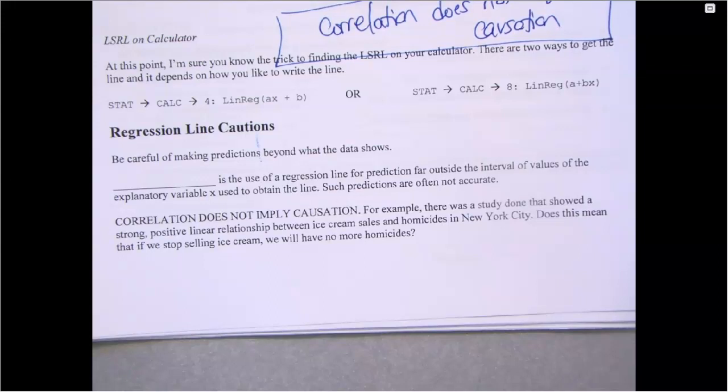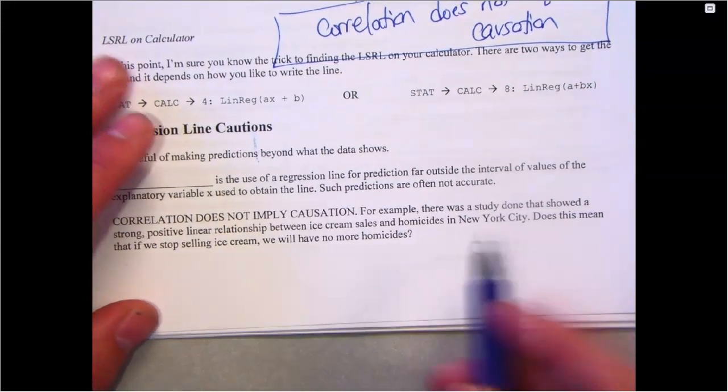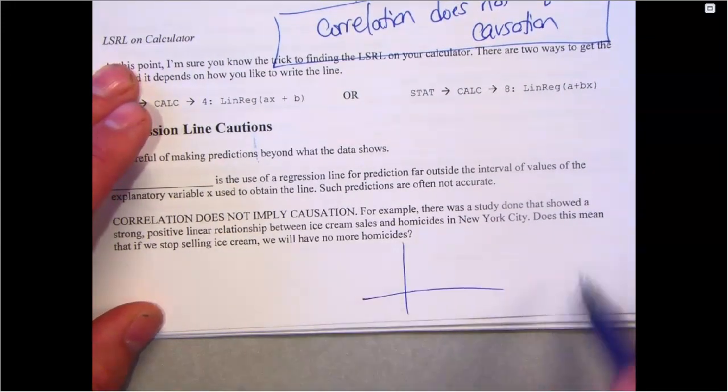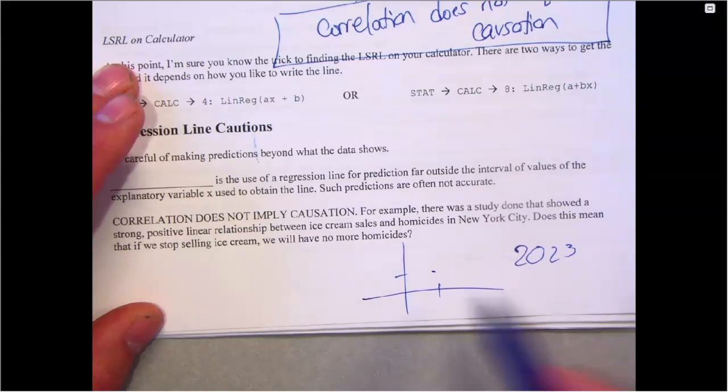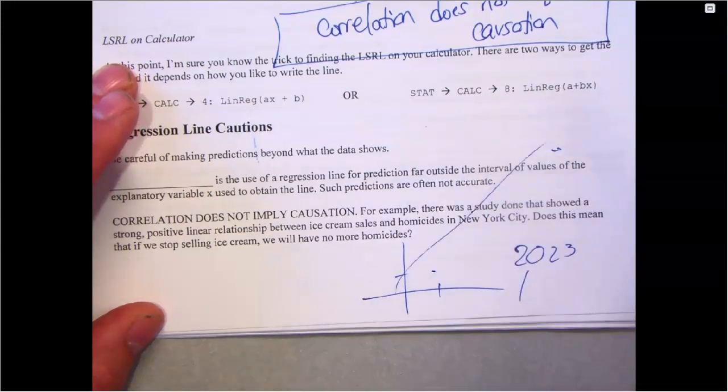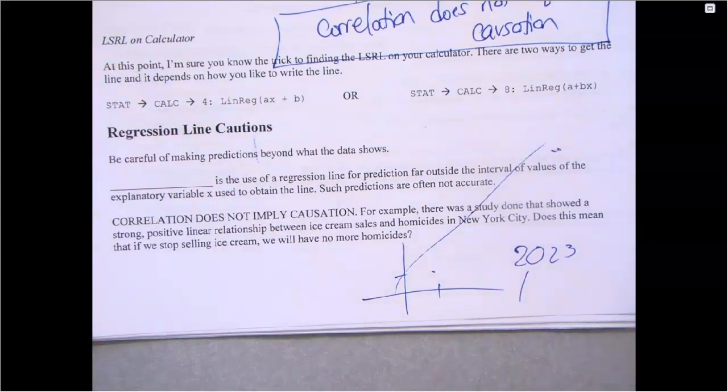So this is all in one year. I don't know if the example said it that well, but this is in 2023. On day 1, there were 2 ice cream sales and 2 murders. On day 100, there were 100 ice cream sales and 100 murders. Oh, so the murders cause people to buy ice cream.